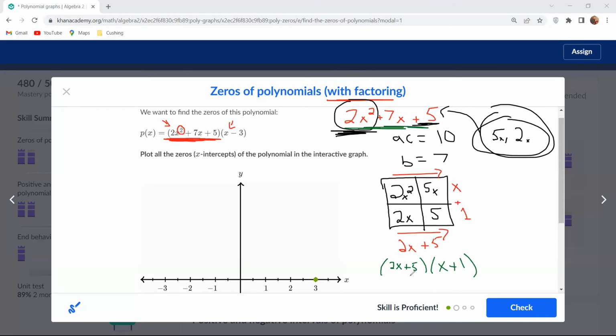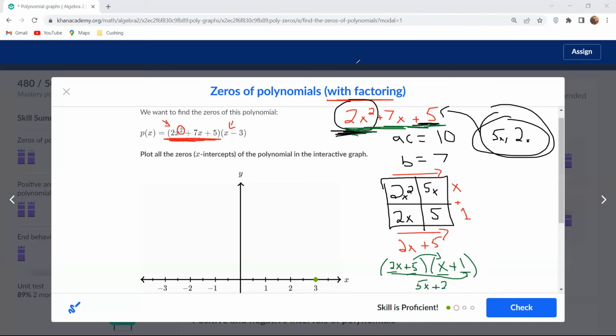You can always check that. 5 times 1 is 5. 2x times x gives us the 2x squared. And then how do we get the 7x? 5 times x gives you the 5x, and then the 2x times 1 gives you the plus 2x. So I just checked this, and it does all multiply out. So this is the correct way to factor.